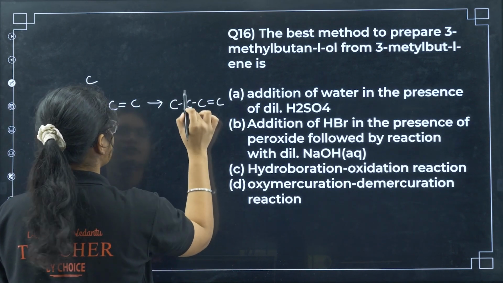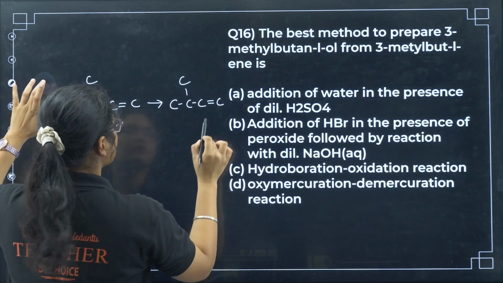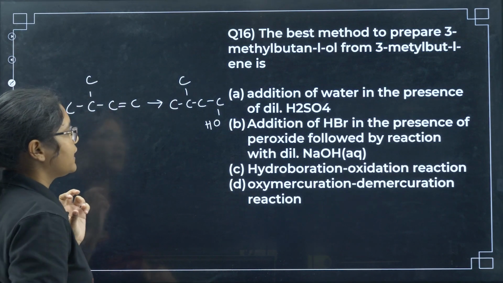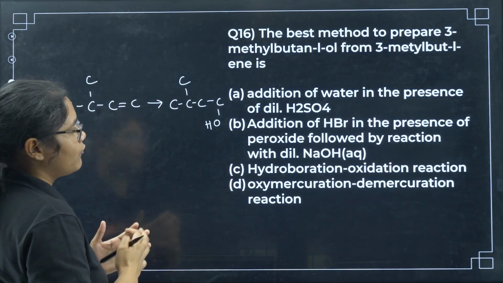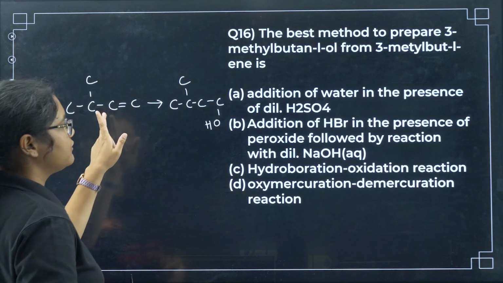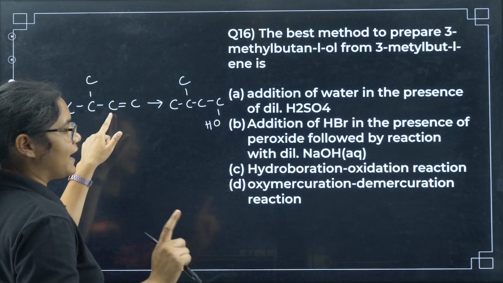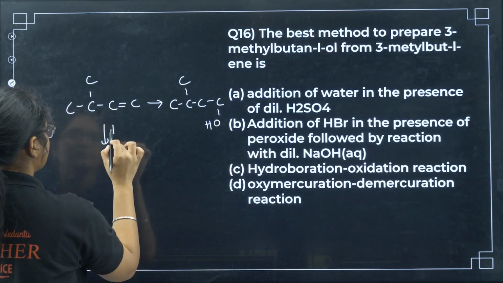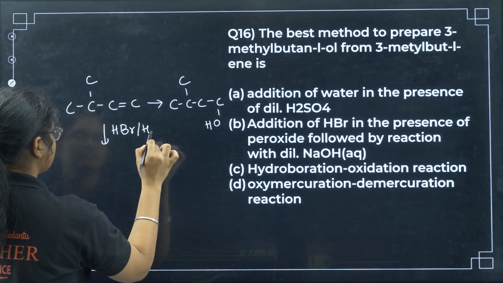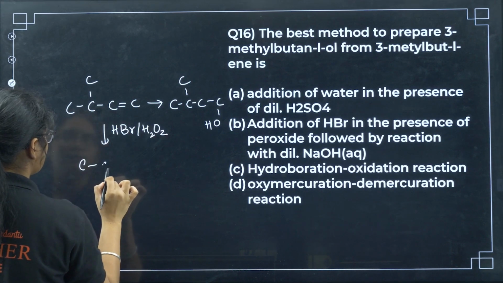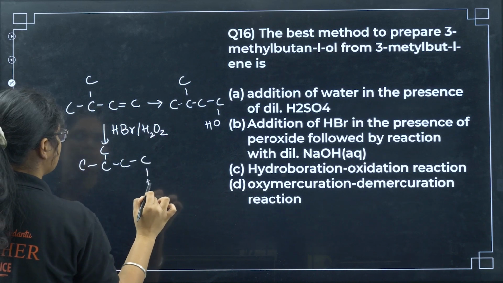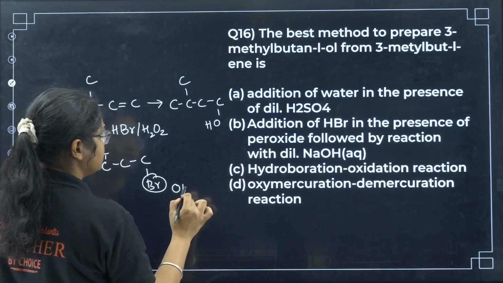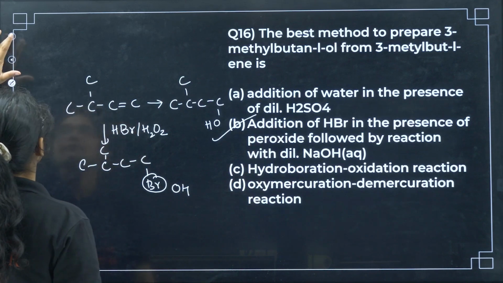Okay, so I have 3-methyl butane-1-ol. Now what we can do: if I just add water in the presence of dilute H2SO4, that will follow Markovnikov's rule and OH will be added here. Now HBr in the presence of peroxide, option B, if I add HBr in the presence of peroxide, what will happen? Anti-Markovnikov's rule will be followed, right? So here bromine will be attached, and then if you treat it with dilute NaOH, this will be replaced with OH, right? So option B here.